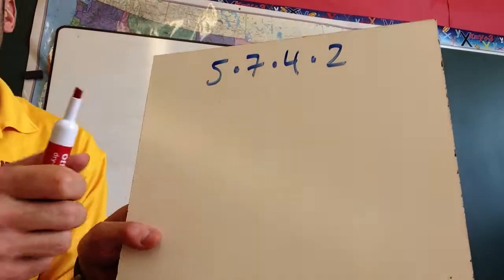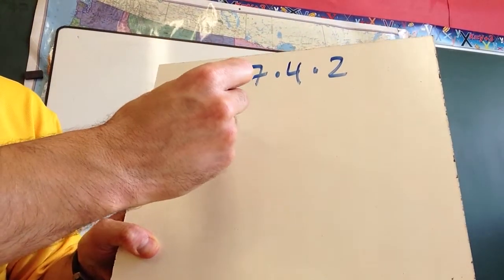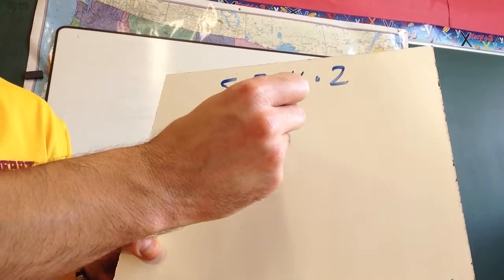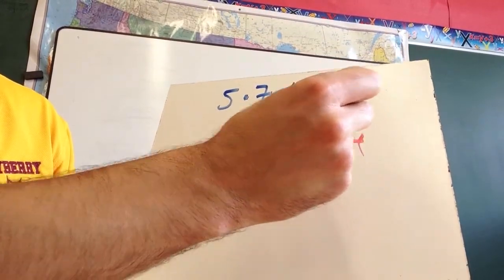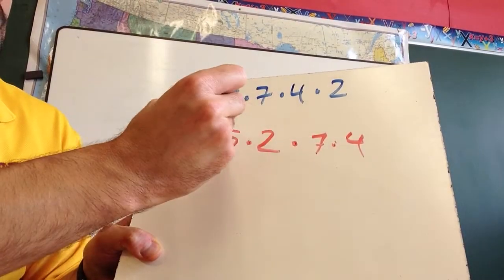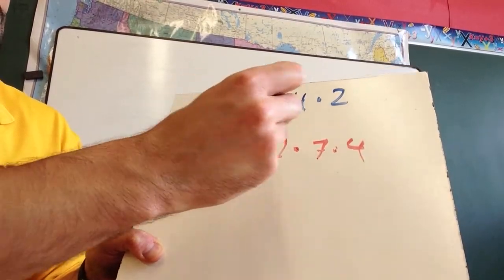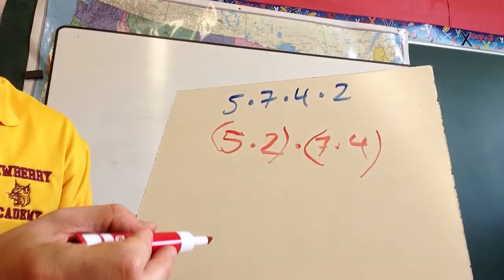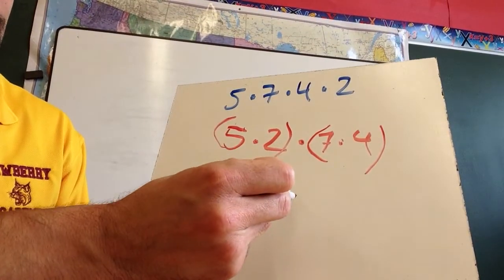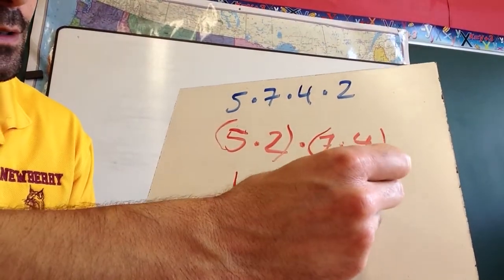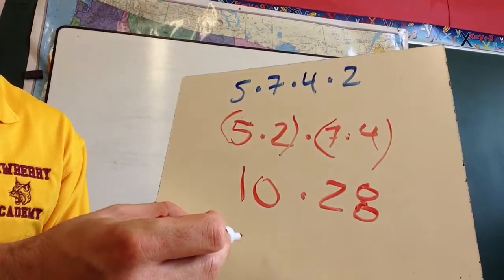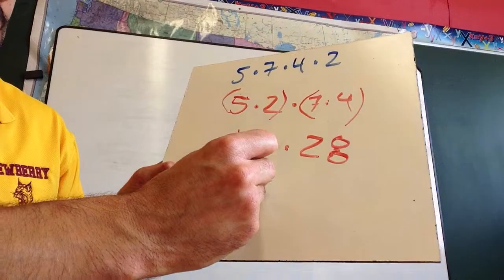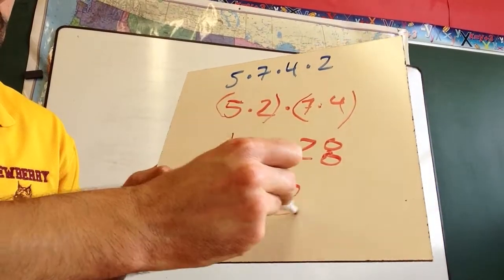Well, there are a lot of ways that you could solve this. One might be to go 5 times 2 times 7 times 4. And then I'm going to group these 2 and group these 2, and this becomes 10, and this becomes 28. Now I know that 10 times 28 is 280.